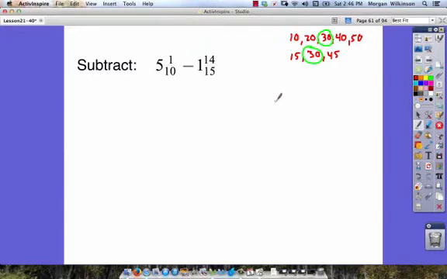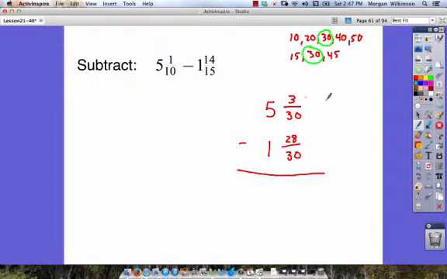So, in order to solve, we're going to get 5 and something out of 30 minus 1 and something out of 30. We need to find our new numerators. 10 times 3 is 30, so 1 times 3 is 3. So 1/10 is the same as 3/30. Well, 14/15 is going to turn into 28/30 because we double 15 to get to 30. We double 14 to get to 28. Now we can solve. But we can see we're subtracting 28 from 3.